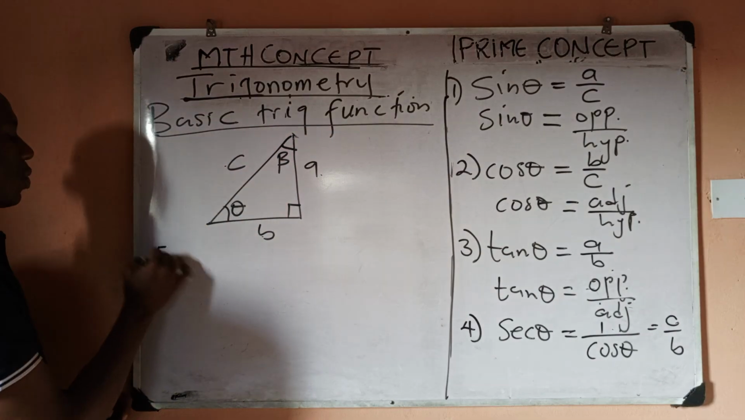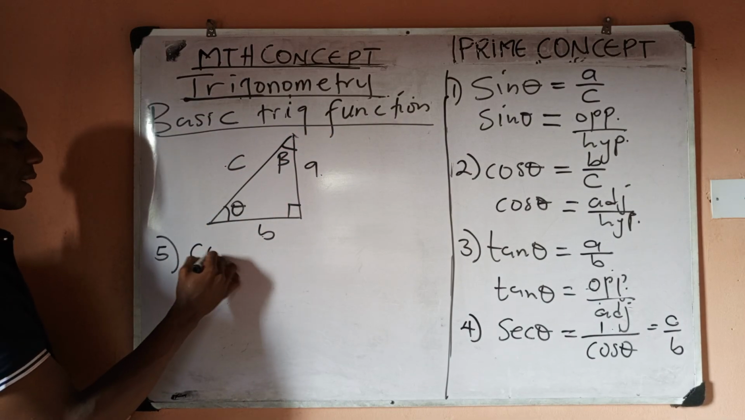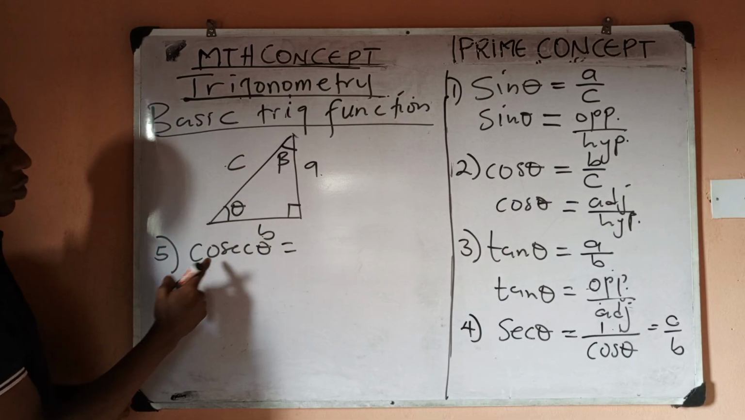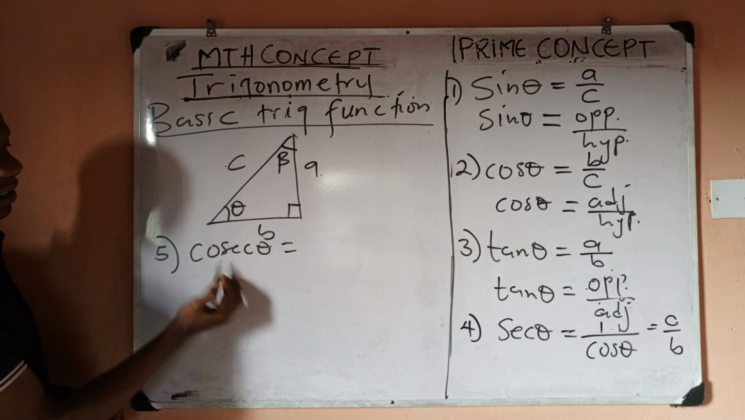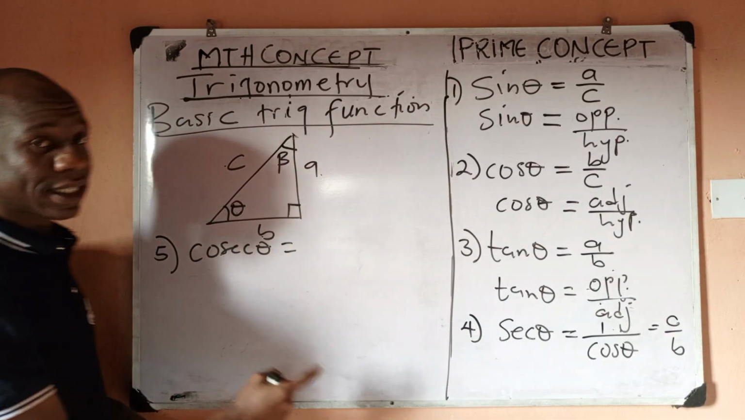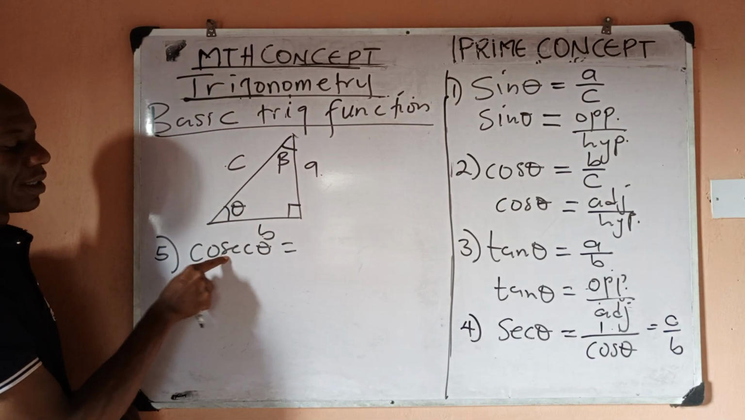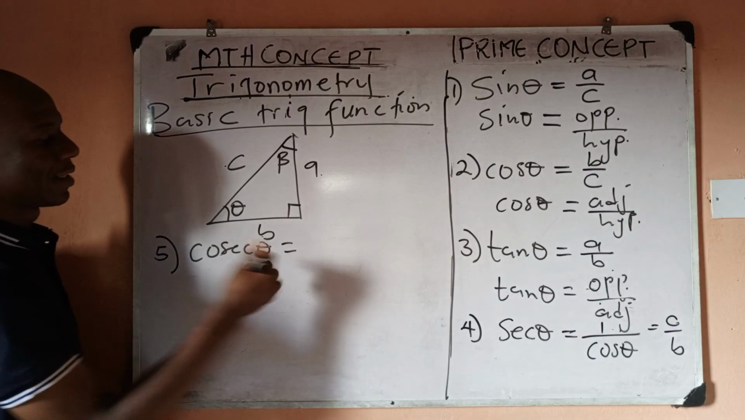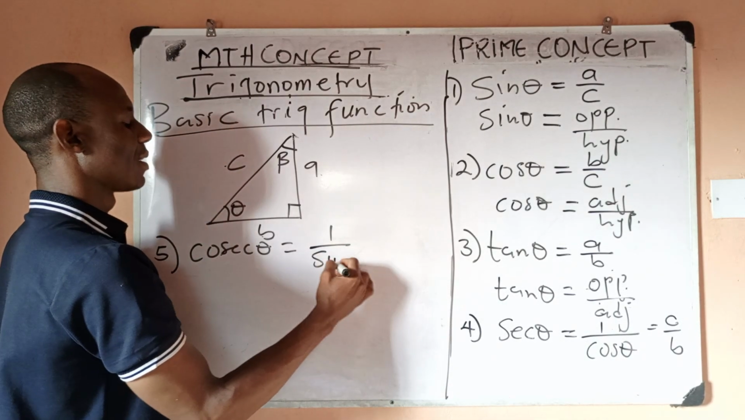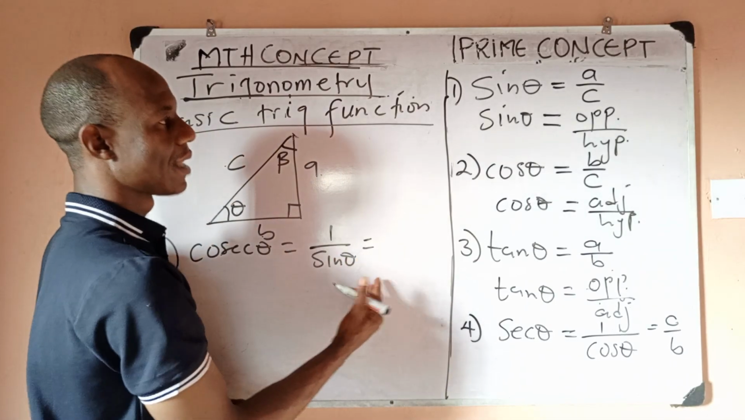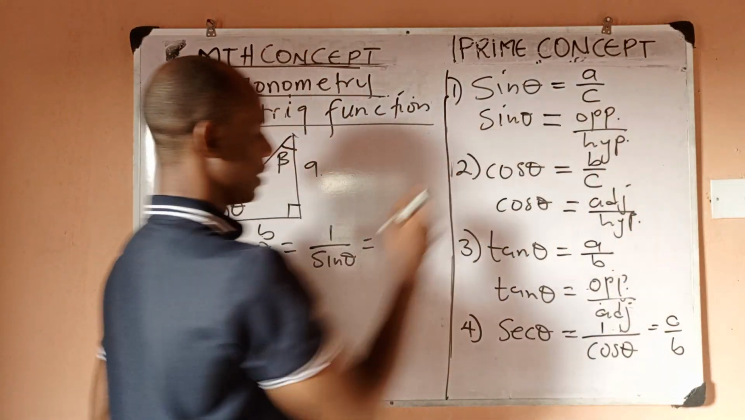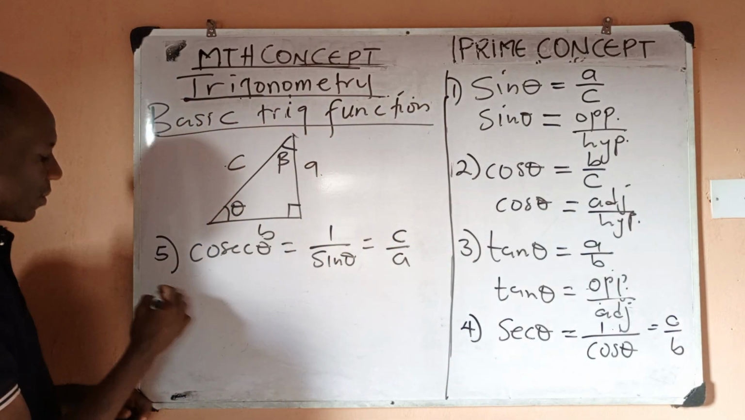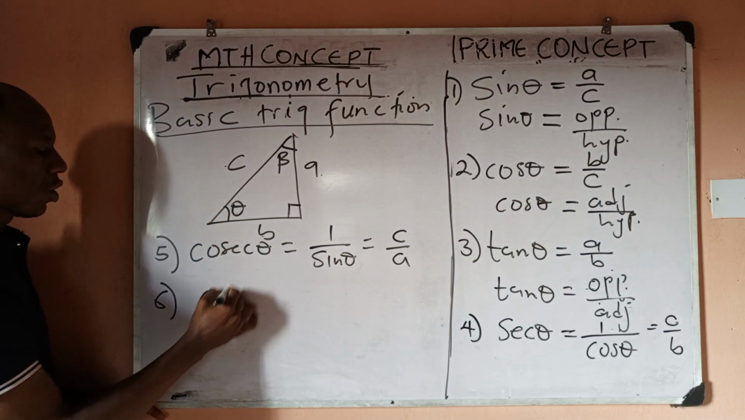Then the 5th one is cosec theta. Since I've used C in that case, I'll be using this S to remember what cosec is. Cosec is 1 over sine, so 1 over sine theta. Now what is sine theta? Sine theta is A over C. It means that cosec should be C over A.